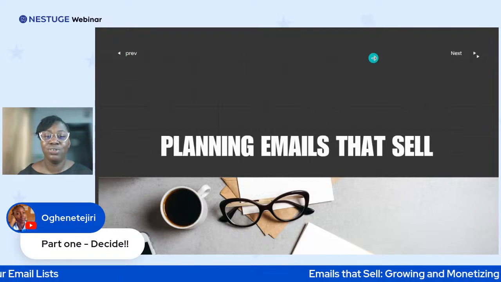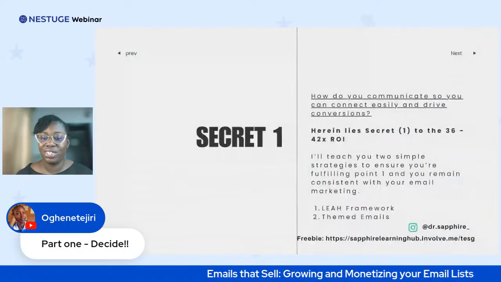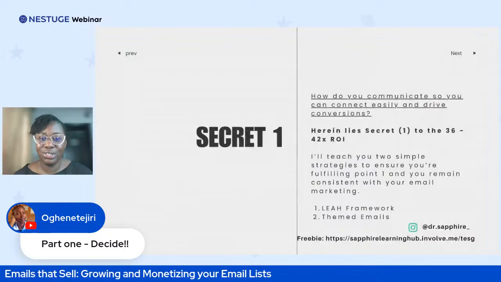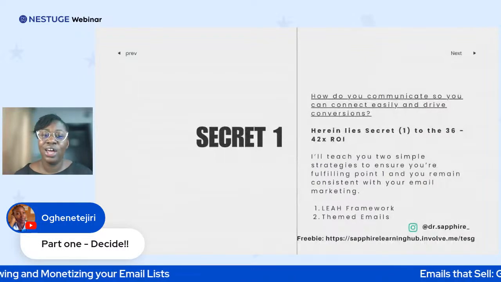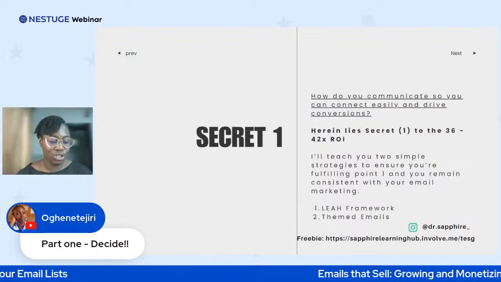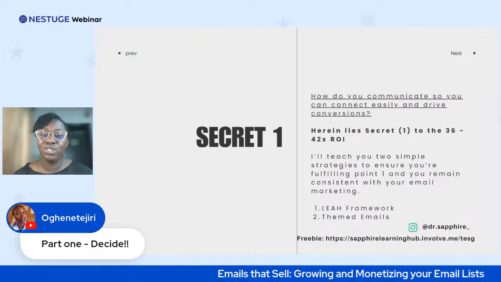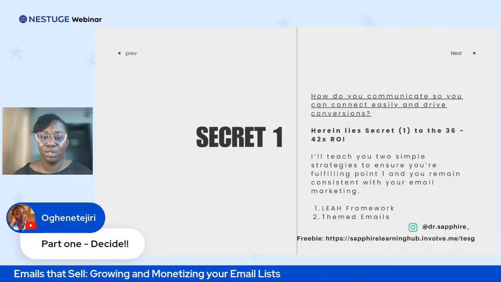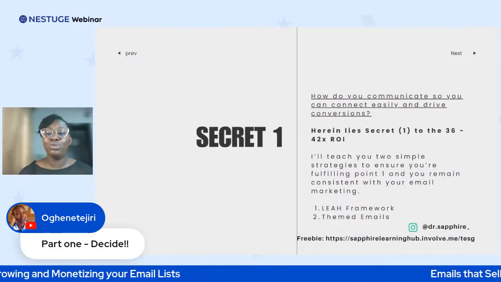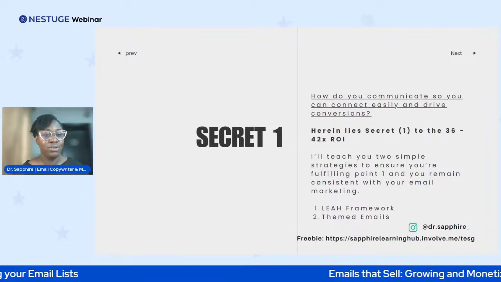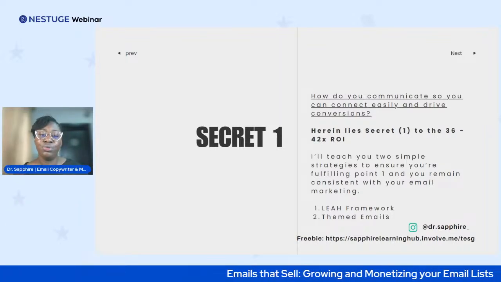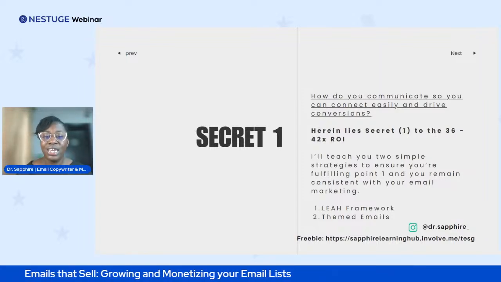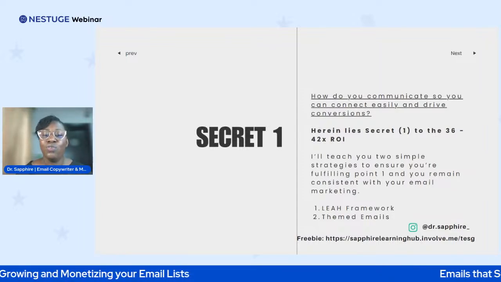How do you plan emails that sell? Let's look at secret one. How do you communicate so you can connect easily and drive connections? Is that not the question you want me to answer? How do you ensure that you are sending out emails that connect with people and get them to take action? What do I need to do to ensure that the emails I'm writing and sending are getting people to take the action I need? Herein lies the secret to the 1 in 36 to 42 return on investment.